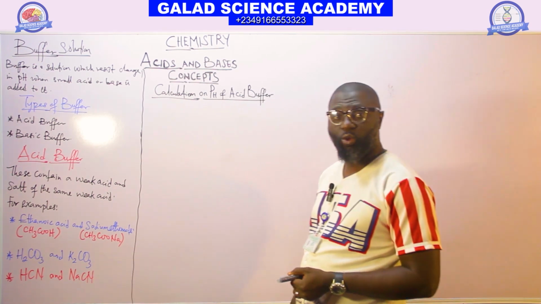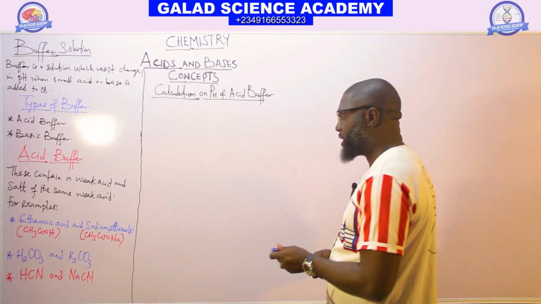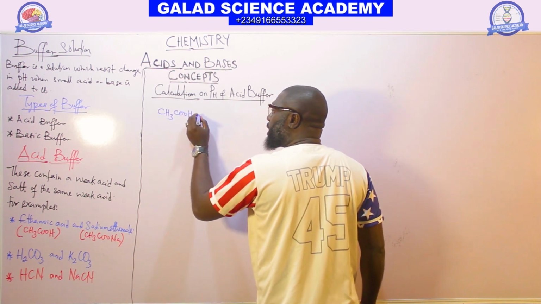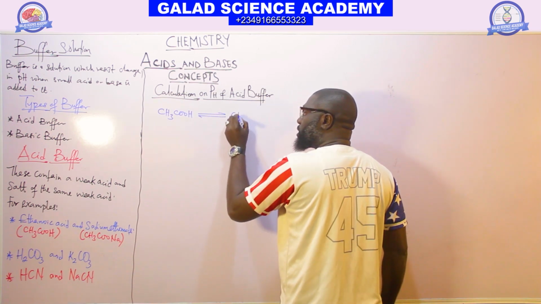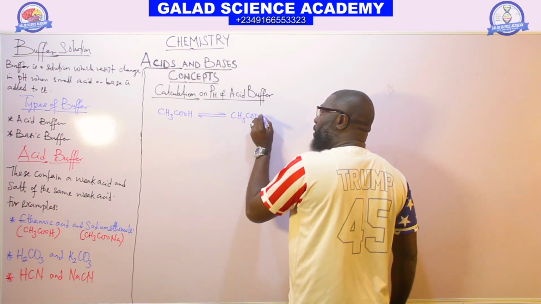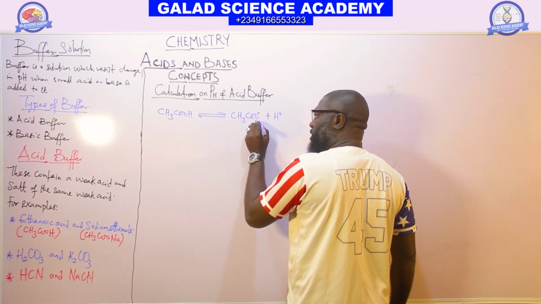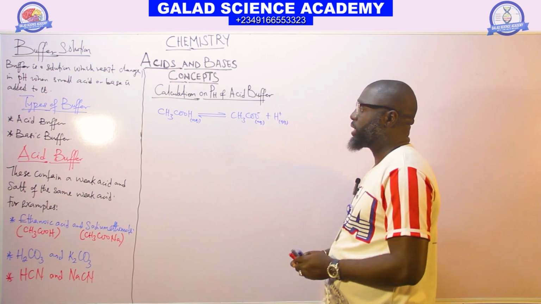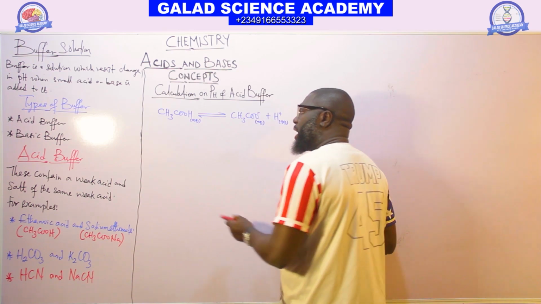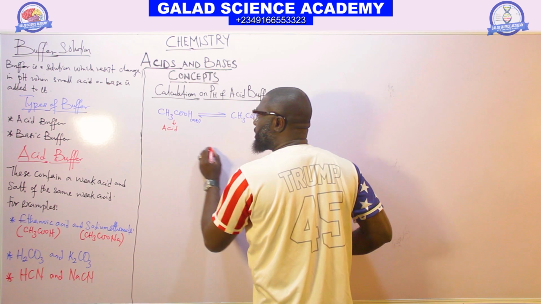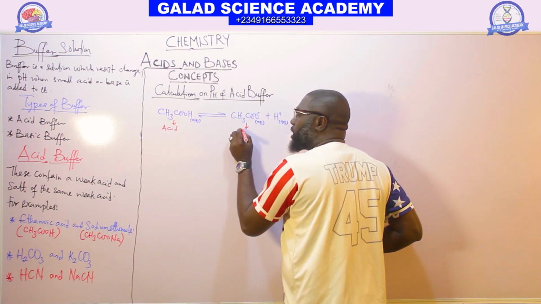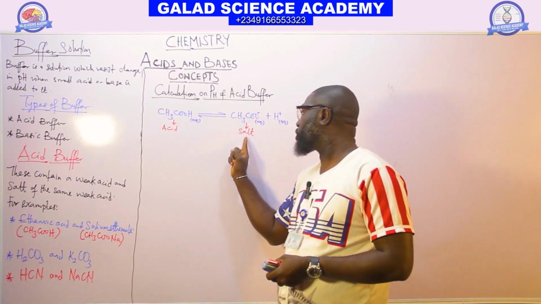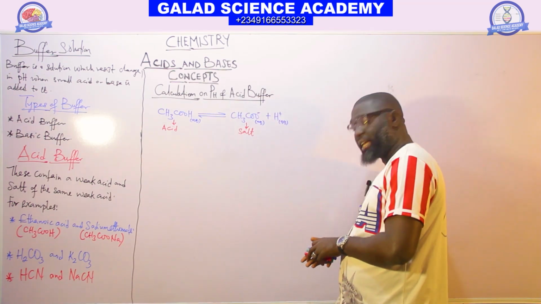Ethanoic acid, CH3COOH, is ionized to give us CH3COO minus plus H plus. This is in aqueous, and we also have this in aqueous. This ethanoic acid is a weak acid. This ion is the salt, because the sodium metal will later react with this to form sodium ethanoate.